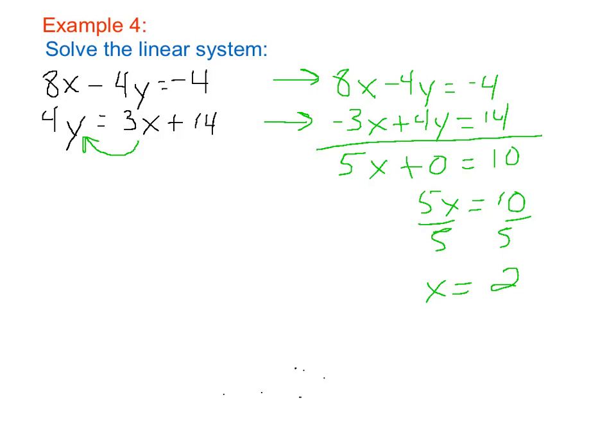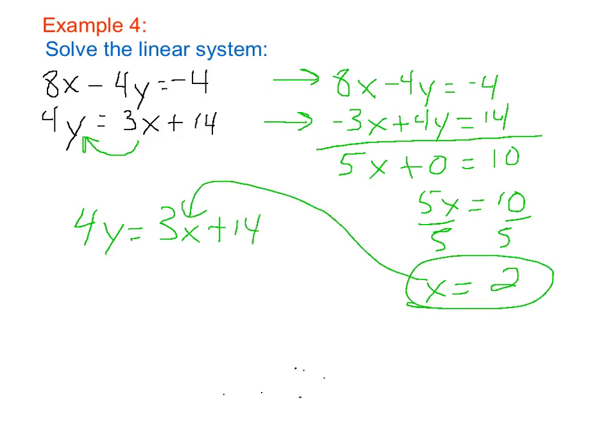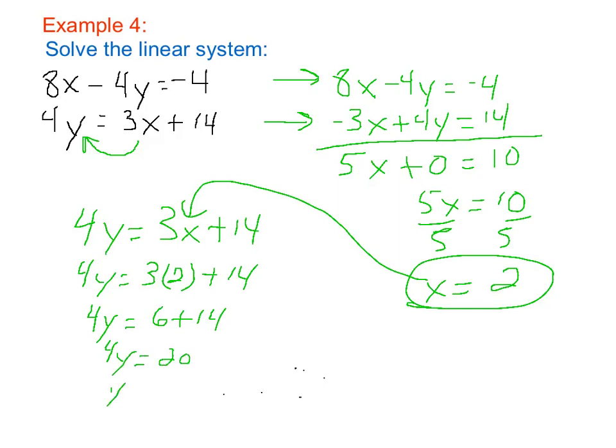So I'm going to take the second equation here, and this time, because it doesn't really matter, you can take the first or the second. Going to take what I know, x equals 2, and plug it into the equation. So we got 4y equals 3 times 2 plus 14. So 4y equals 6 plus 14. 4y equals 20. So y is going to equal 5.